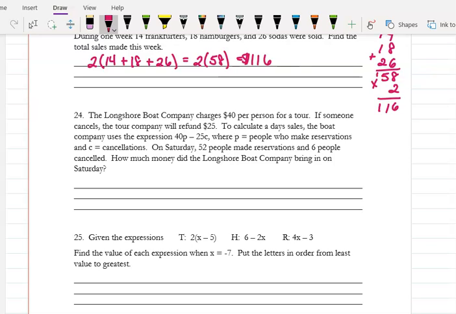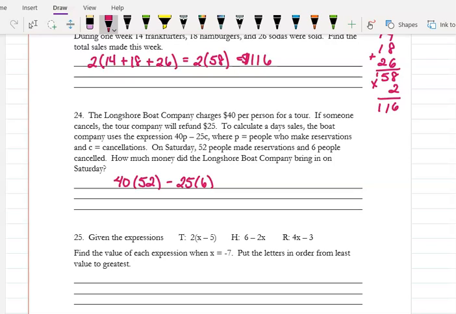Okay, so we have the expression 40P, and P is the number of people who made reservations, which was 52. So 40 times 52 minus 25C, and C is the number of people who canceled, which was 6. So 25 times 6. So that makes sense because this is how much money they're bringing in, and this is how much money they had to refund or give back. So that will tell them how much they have left.